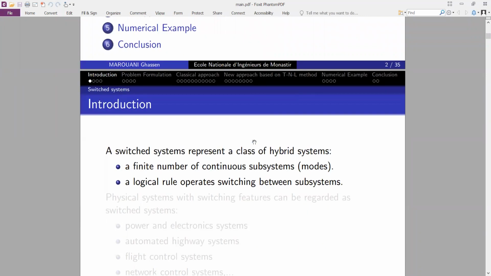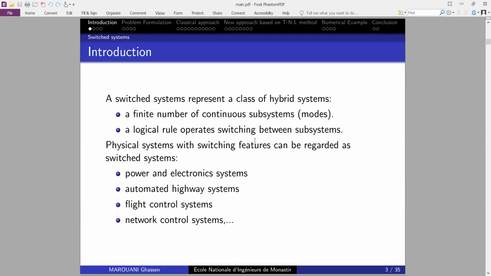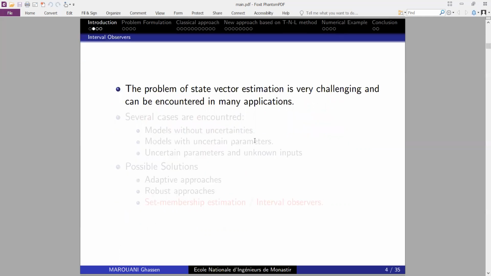So, switched systems represent a class of hybrid systems which are composed of a finite number of continuous subsystems where a logical rule operates switching between systems. Several physical systems can be modeled by a switched system. We can say power and electronic systems, automated highway systems, flight control systems, and network control systems.